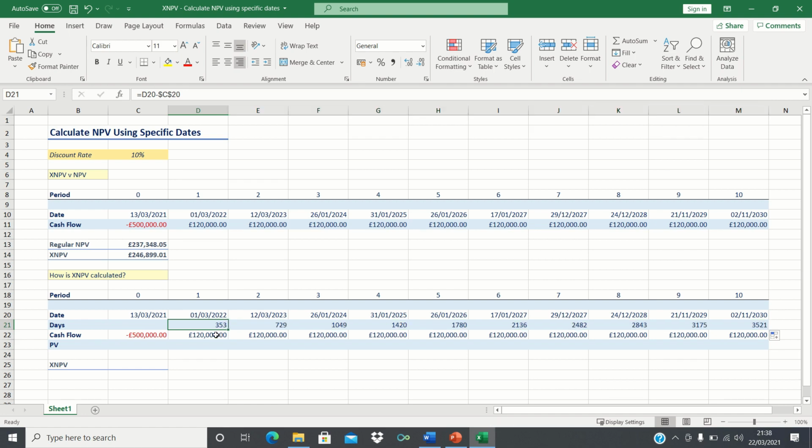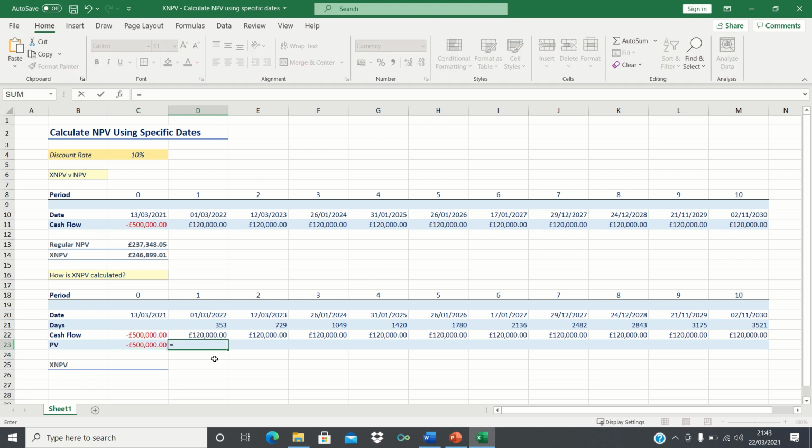So there were 353 days between period 0 and 1, 729 between period 0 and 2, and so on. Next, we can calculate the present value of each cash flow. For the initial investment, since it occurred today, which is period 0, this does not need to be discounted, and is therefore the same as the cash flow.